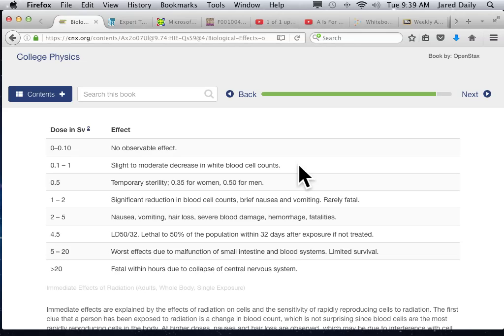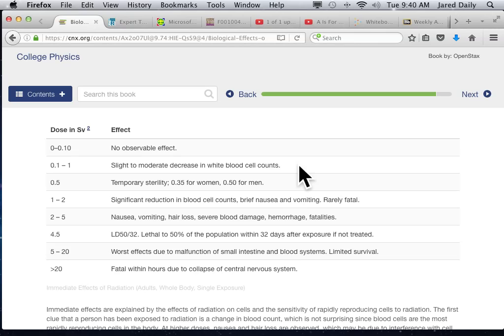4.5, 50% lethal. There are not very many sicknesses that are 50% lethal. Only a couple of them. And 32 days of exposure is pretty much the limit that you can handle at that level of dosage. Then between 5 and 20, you're almost guaranteed to die. And greater than 20, you're going to die within just a few hours. It's going to essentially destroy your brain and your nerves.